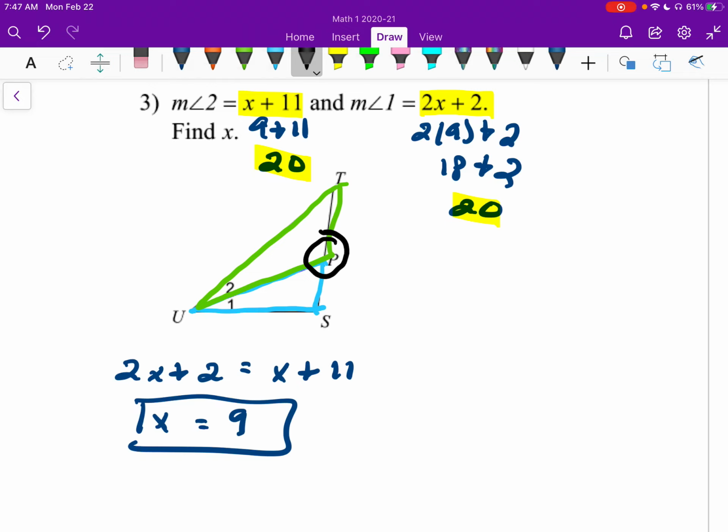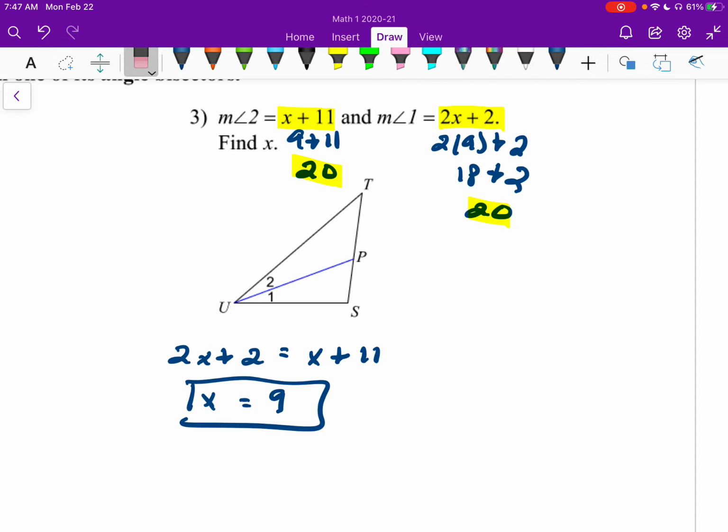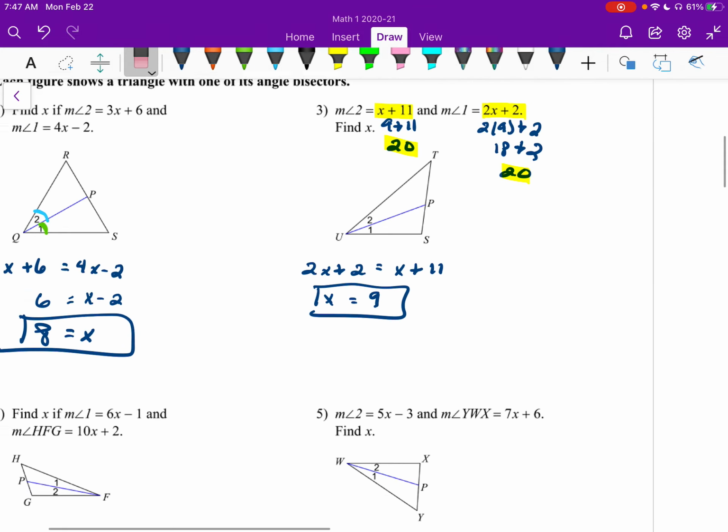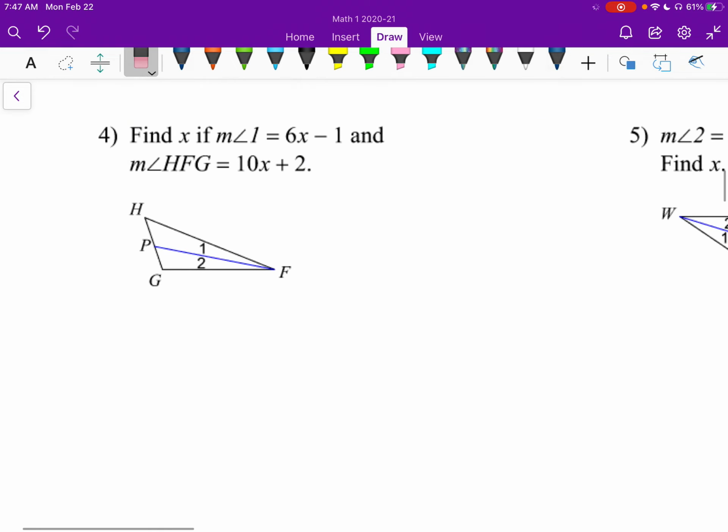And you could think about what happens at point P. What happens to those new angles? But we don't really need to do that for this homework. I'm just going to continue on. Number 4 rather.